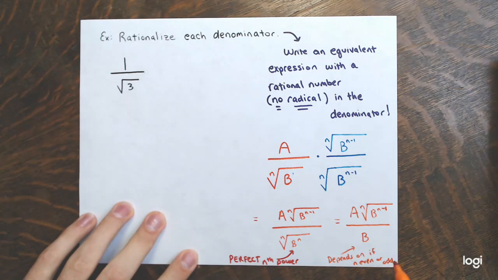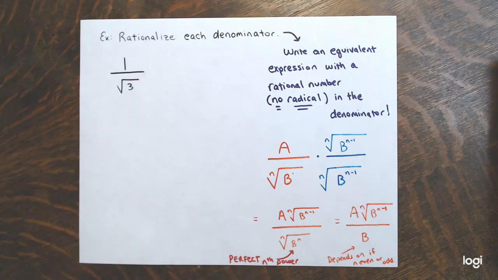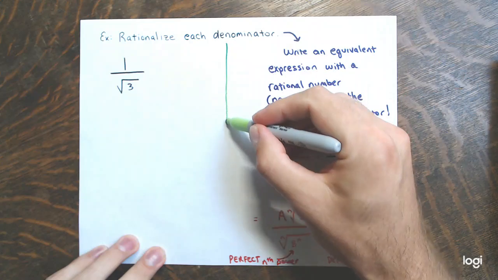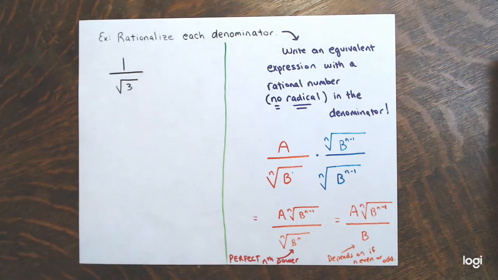Sorry about the tininess of that on the bottom of the page. But that's the goal. I'm trying to get the radicand in the denominator to be a perfect nth power, and it depends on what the value of n is. What is the index of the radical?